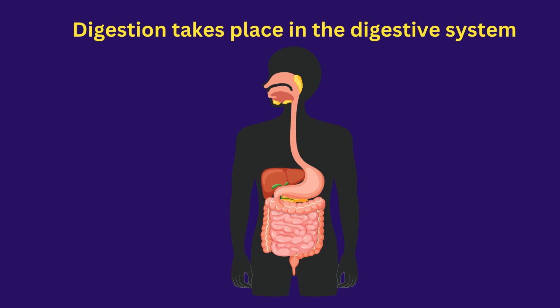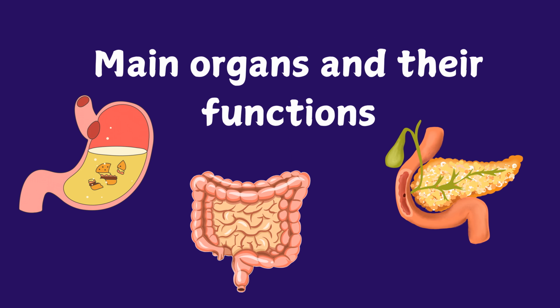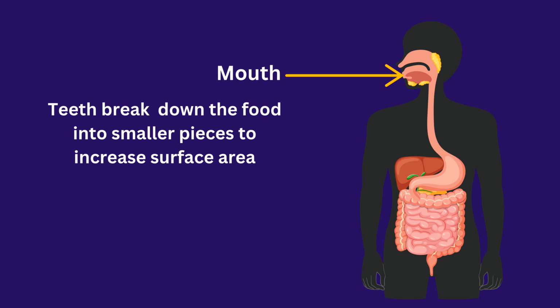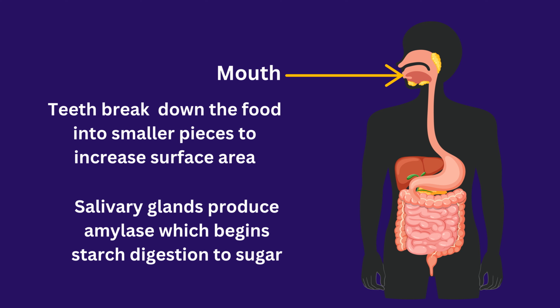Digestion takes place in the digestive system. Let us now look at the main organs of the digestive system and their functions. The starting point of digestion is the mouth. So let's talk about what happens in the mouth. So first of all, the teeth break down the food into smaller pieces to increase surface area. Salivary glands produce amylase, which begins starch digestion to sugar.